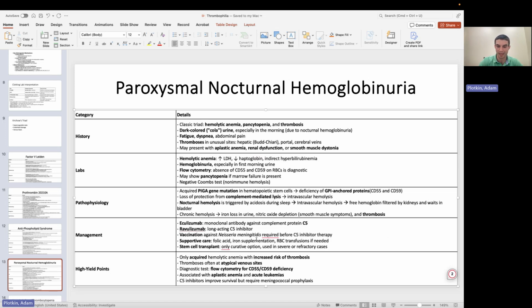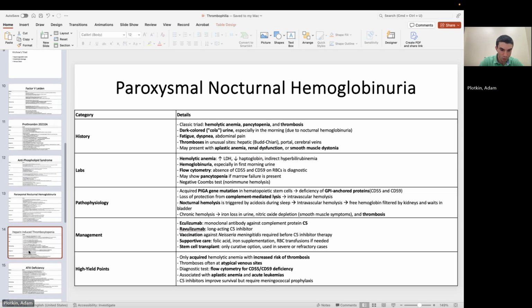We can do supportive care with folic acid, iron, and RBC transfusion, and then we can do stem cell transplant, which is the only effective cure. So high yield points, right: it's the only acquired hemolytic anemia with an increased risk of thrombosis. The thrombosis often occurs at atypical venous sites. To diagnose it, classic Step 2, we do flow cytometry for CD55 and CD59. It's associated with aplastic anemia and acute leukemias. And then C5 inhibitors improve survival, but we need to prophylactically treat for meningitis with the vaccination. Okay, Neisseria meningitis specifically.